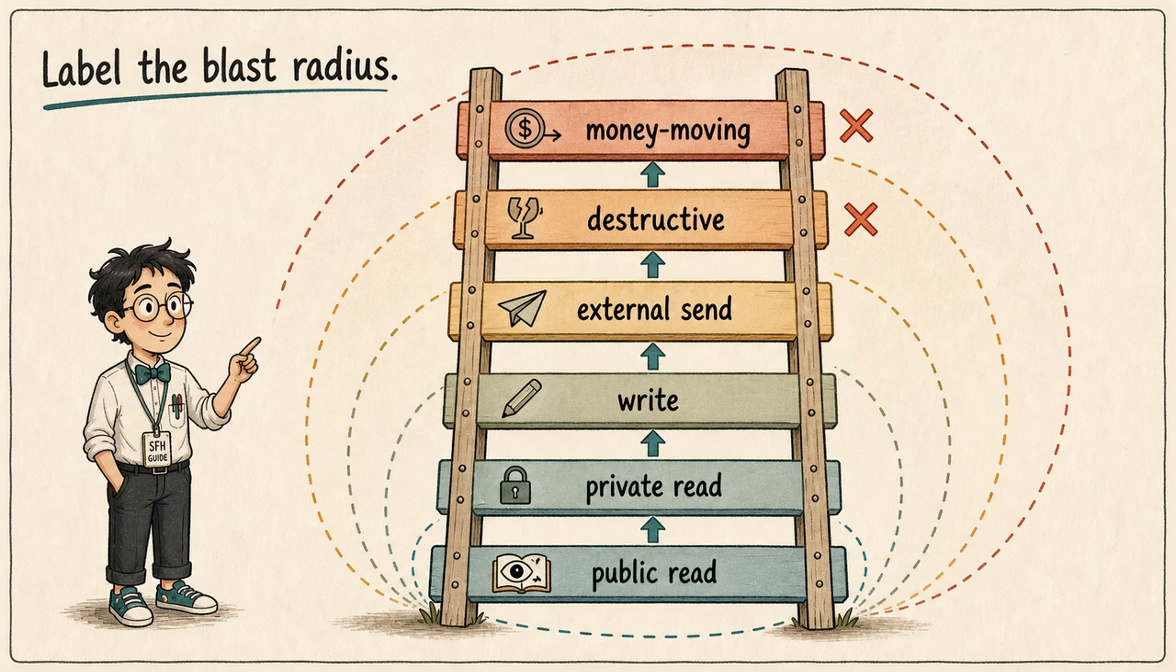That ladder is the heart of this episode. MCP may provide the plug. The ladder tells you what kind of plug you are holding. A public lookup can run quickly. A refund, deletion, public message, or paid action needs a slower moment where the system shows its work. The more a tool can change the world outside the chat, the more visible the decision should become.